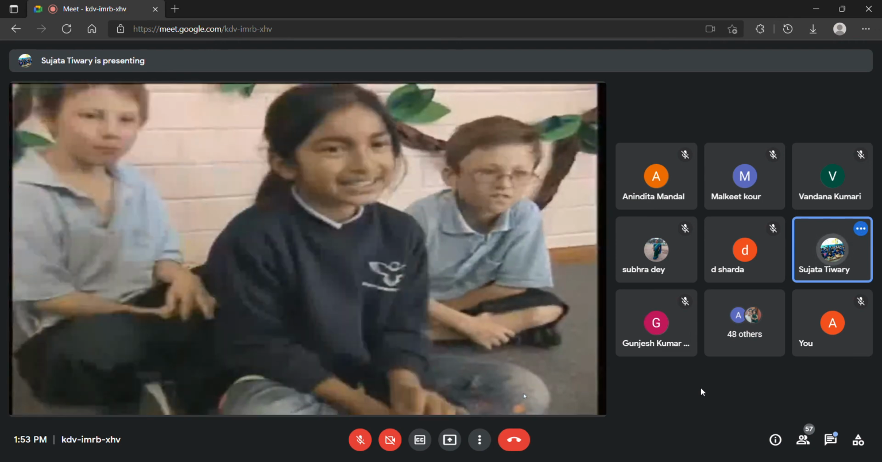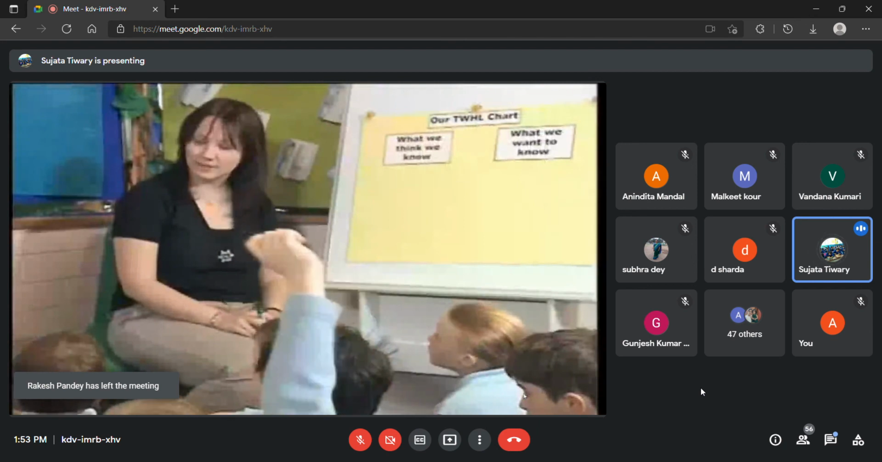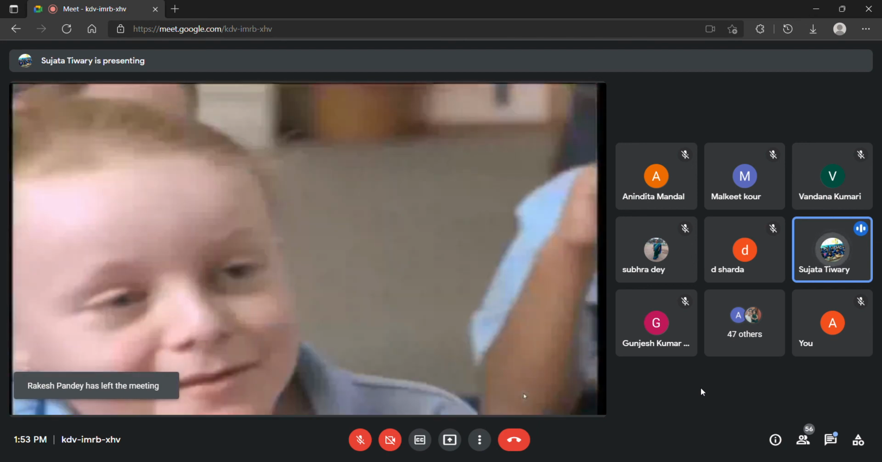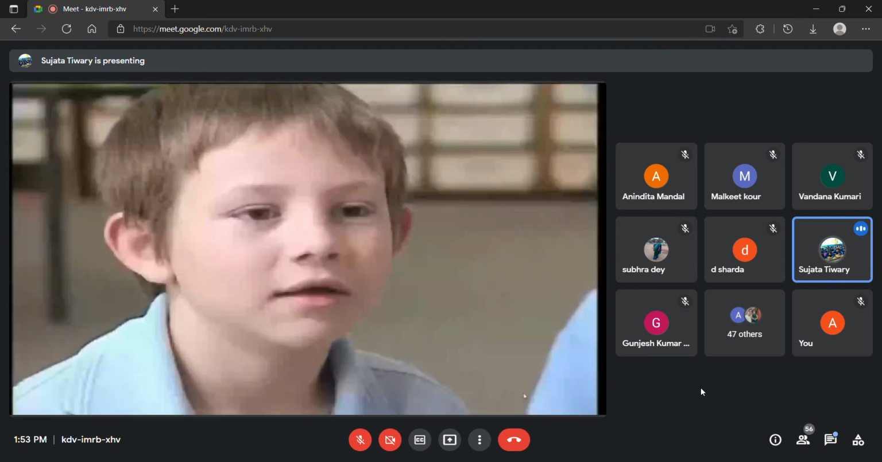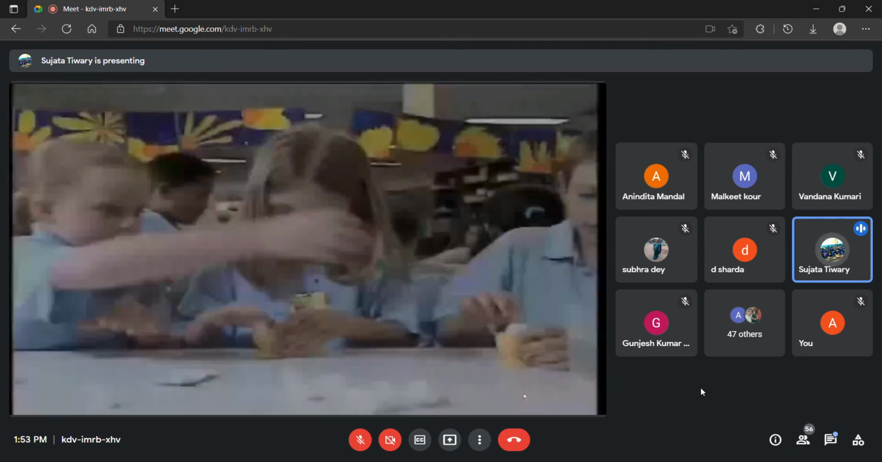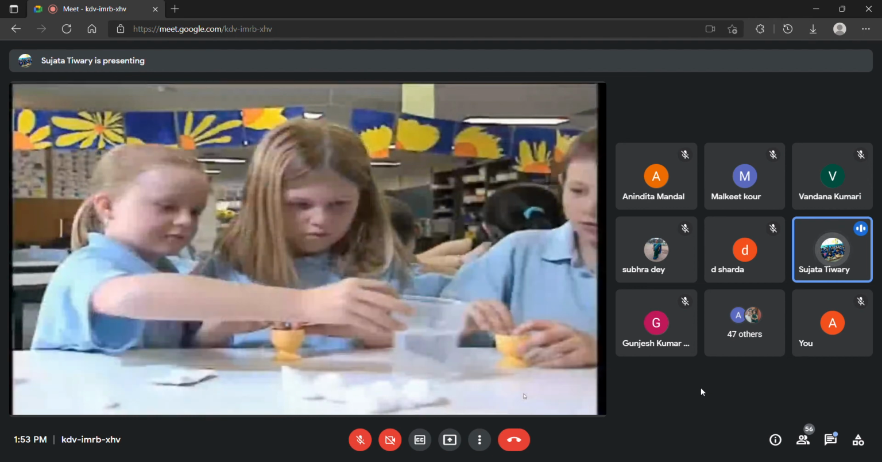Hearing what the students think they know at this early phase helps the teacher take account of students' ideas and adapt following activities to build on their prior knowledge. Next, students explore by engaging in hands-on activities.